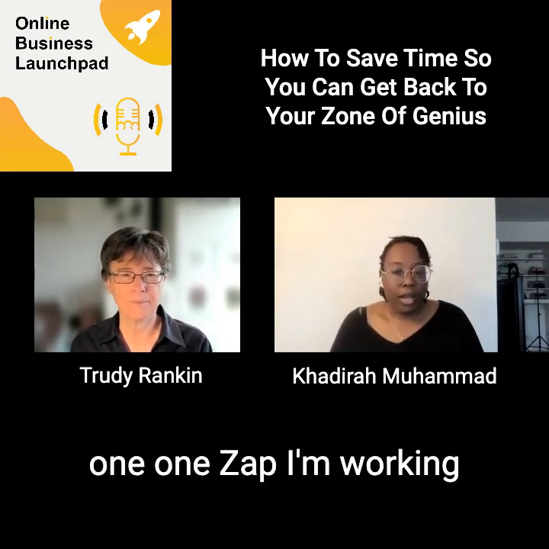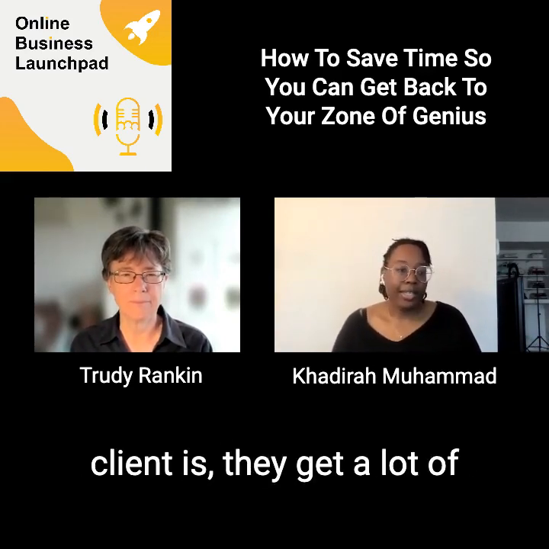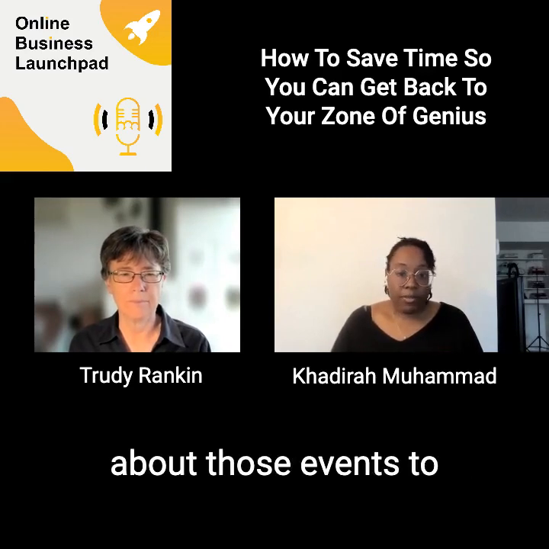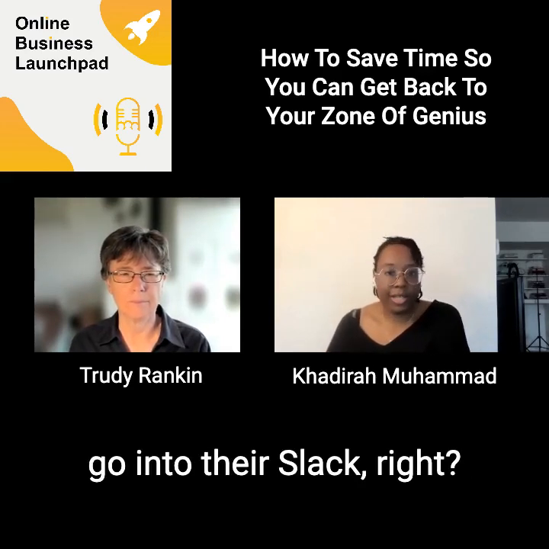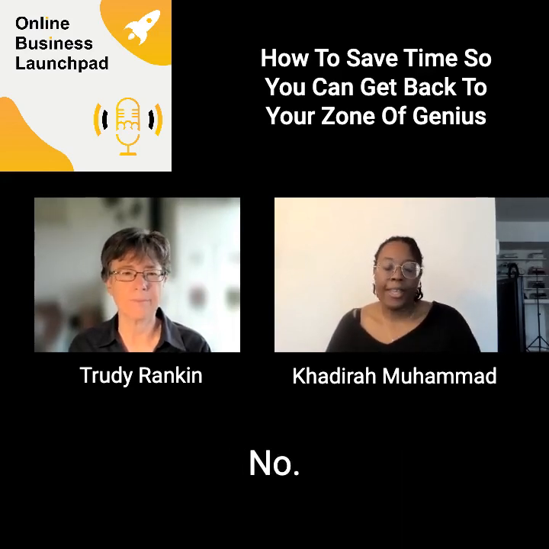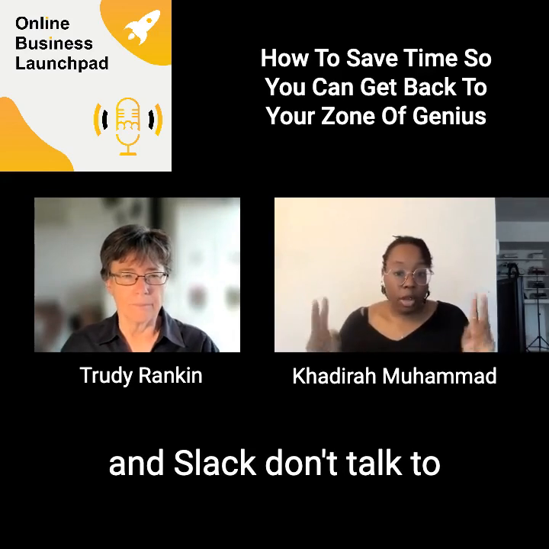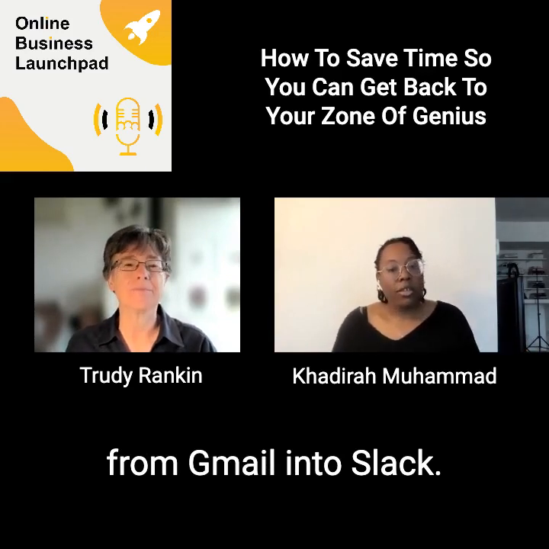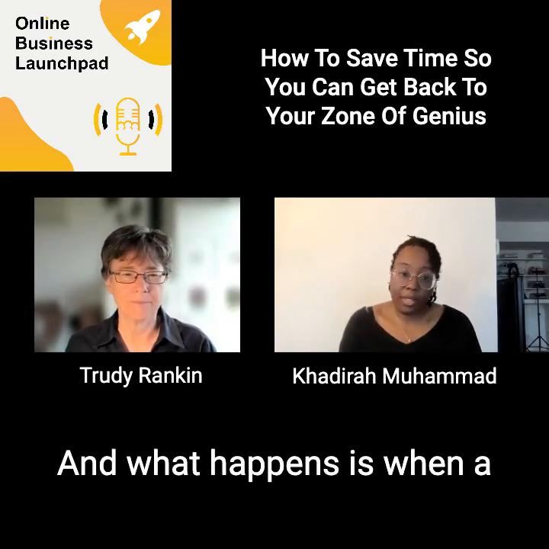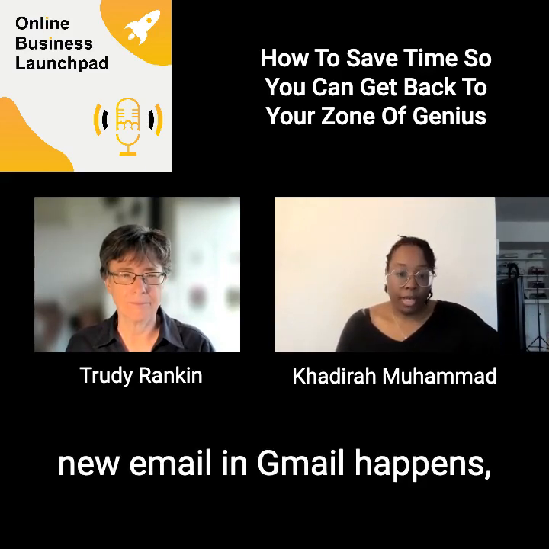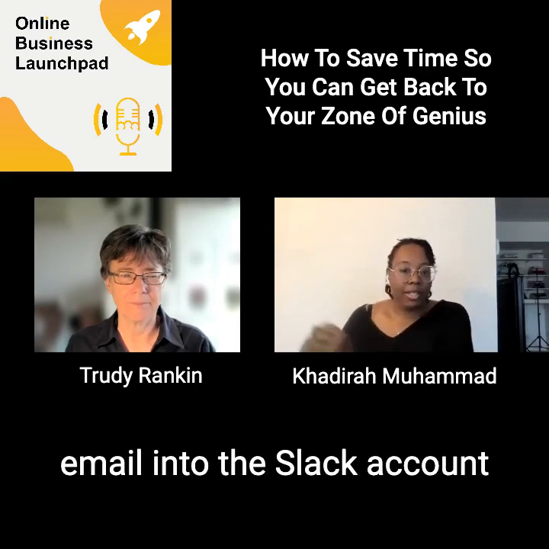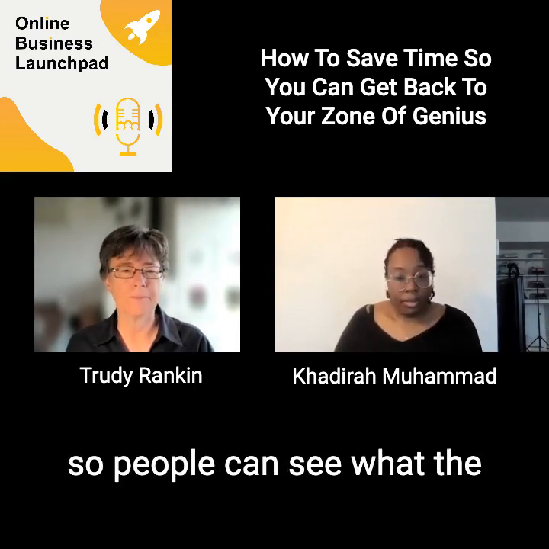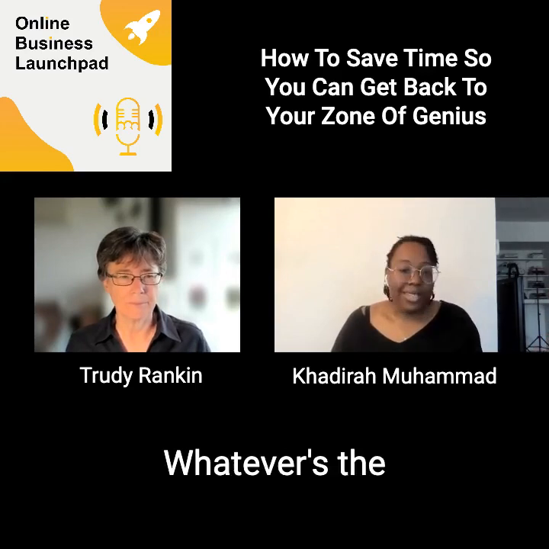So to give you an example, one Zap I'm working on right now for a client is they get a lot of emails about events, right, in their Gmail account. They want those emails about those events to go into their Slack, right? And Slack is an instant messaging tool, for anybody who doesn't know. And so right now, Gmail and Slack don't talk to each other natively. So you can't just send any email from Gmail into Slack. So that's where Zapier comes in the mix. And what happens is when a new email in Gmail happens, I tell Zapier, hey, send that email into the Slack account. So that way a bunch of people in this channel can actually get that message. So people can see what the email is, how it works, right? Whatever's the content of that.